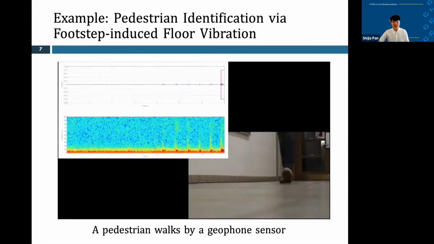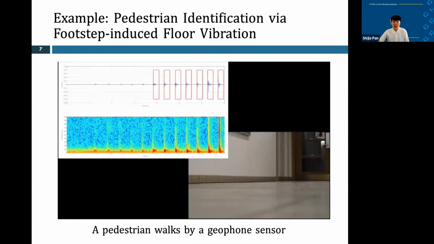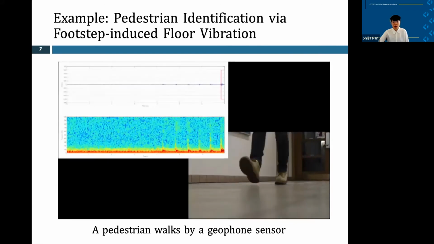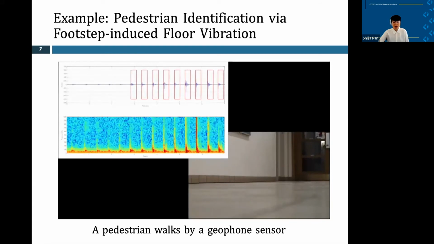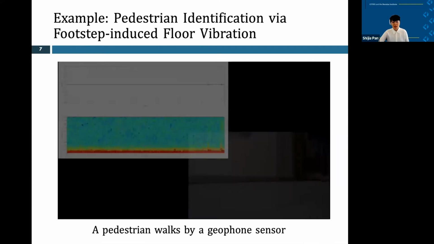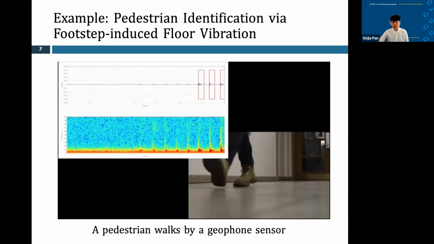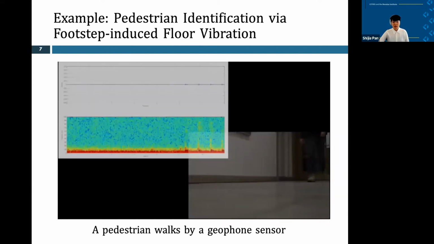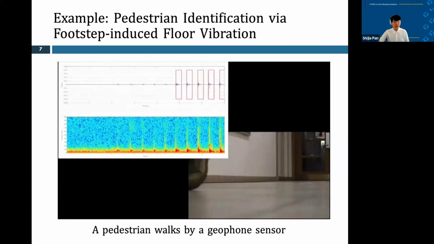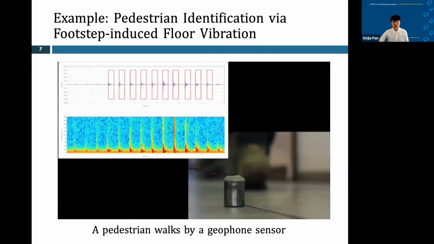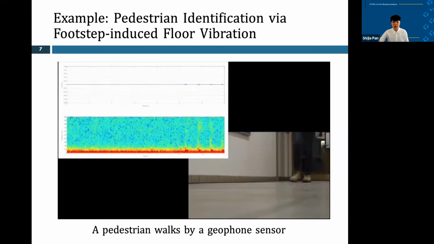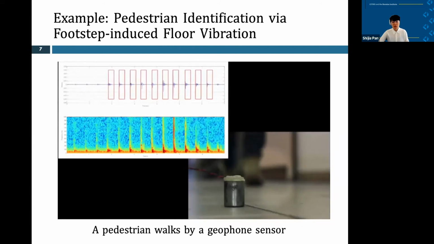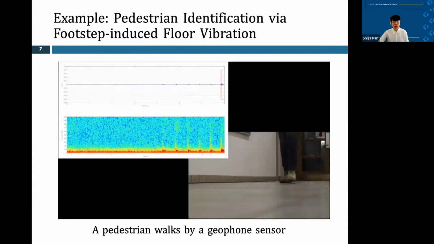People say a video is worth 1,000 pictures. So here we demonstrate the intuition of vibration-based human sensing with an example of a pedestrian walking by a floor vibration sensor. We place a geophone sensor, which measures the vibration of a surface, on the floor in the hallway. And then we ask a pedestrian to walk by. We can see that when the foot falls on the floor, each foot strike induces an impulsive wave. And this wave propagates through the surface of the floor and can be captured by the geophone sensor.